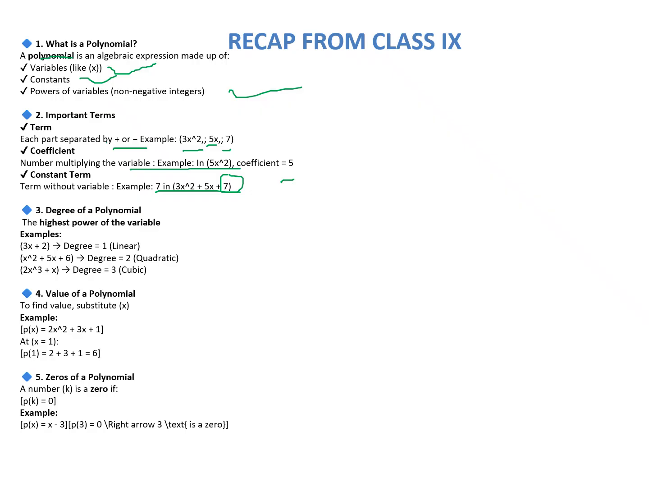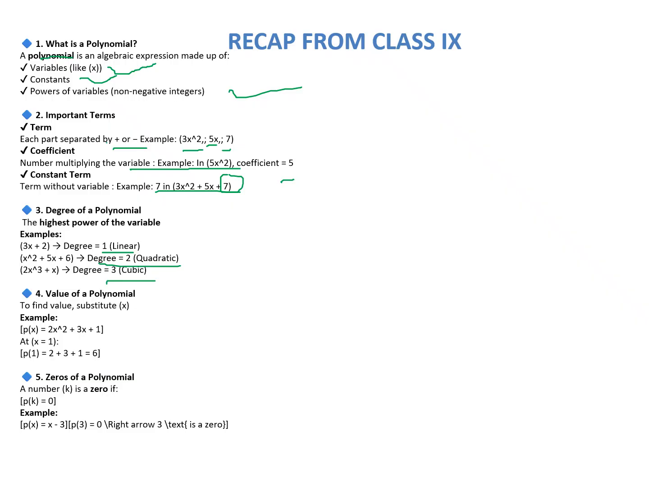Next concept is the degree of the polynomial. So when we talk about the degree, what does that mean? So degree is the highest power in a particular polynomial. So degree 1 is normally called a linear polynomial. Degree 2 is a quadratic polynomial, and degree 3 is a cubic polynomial.